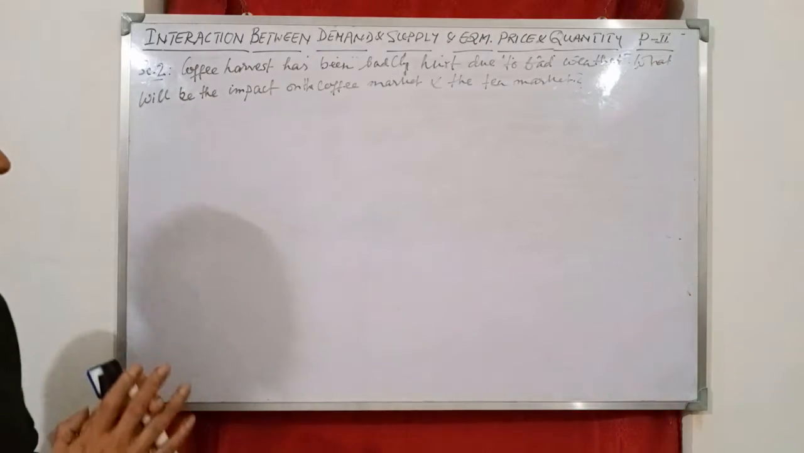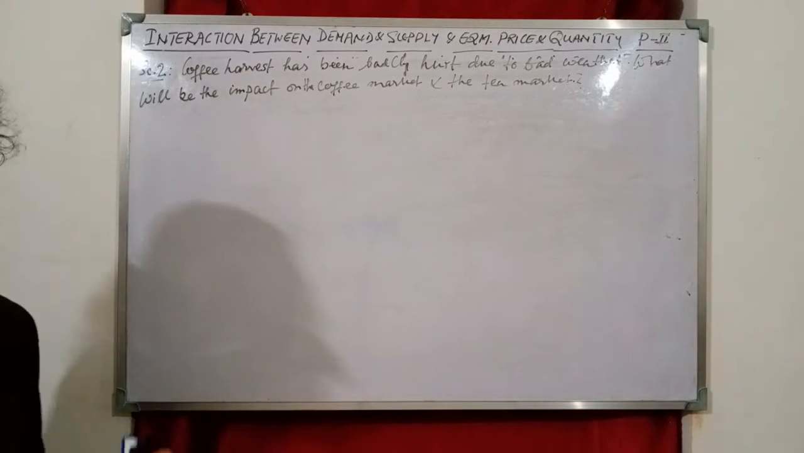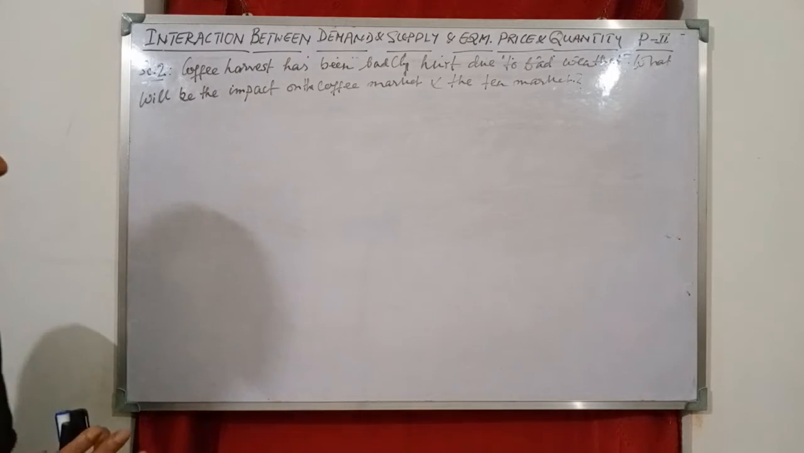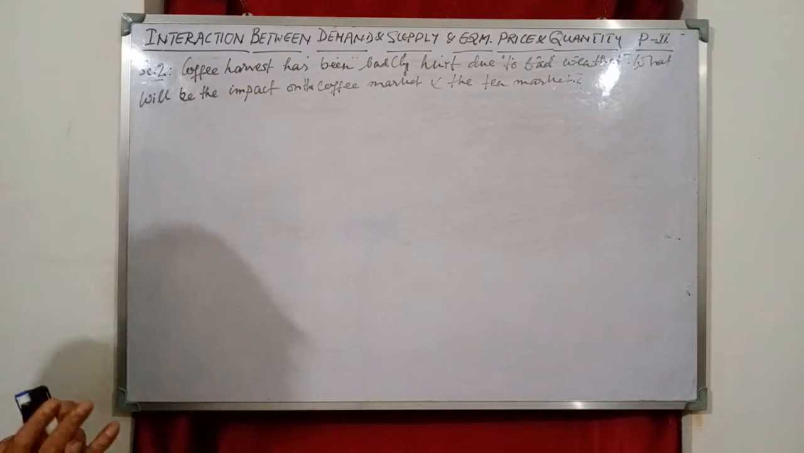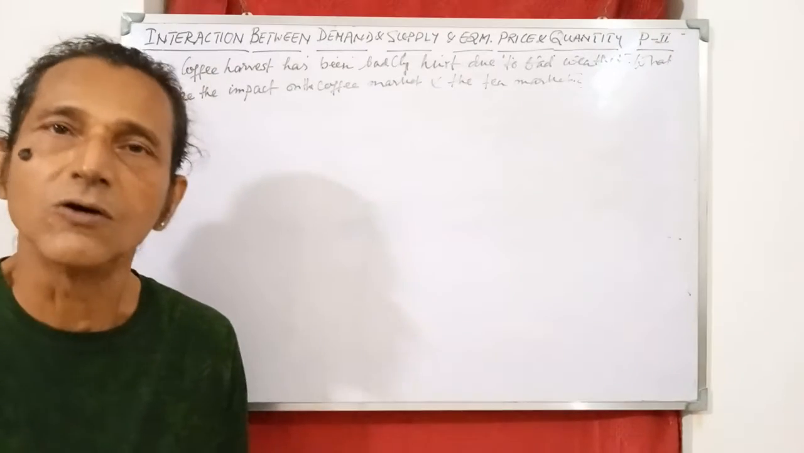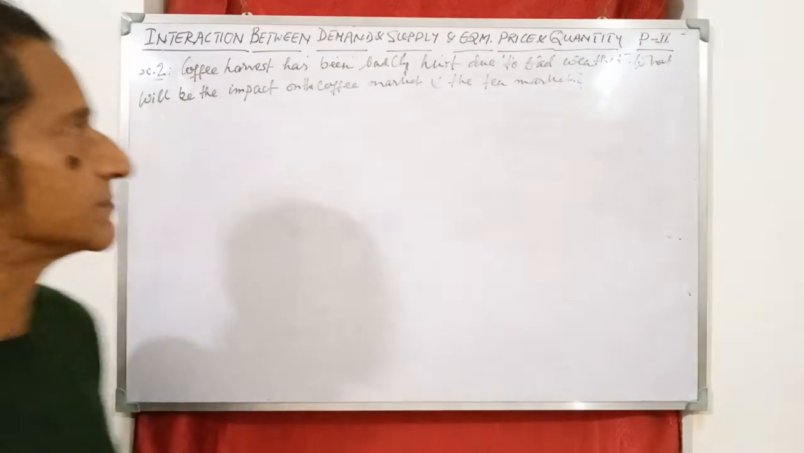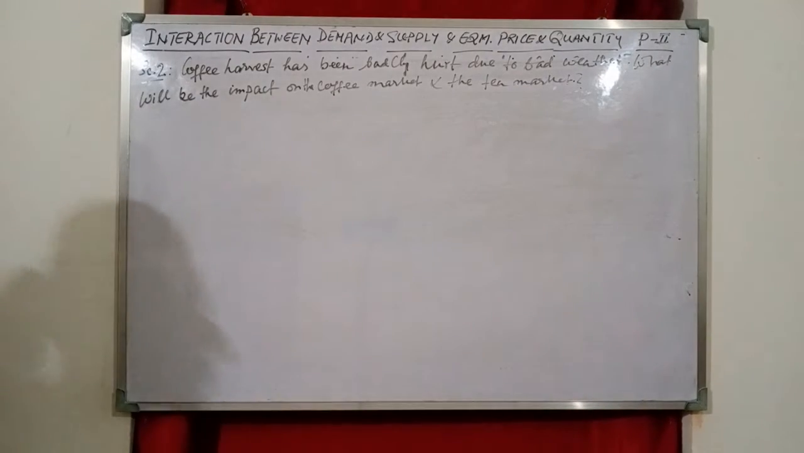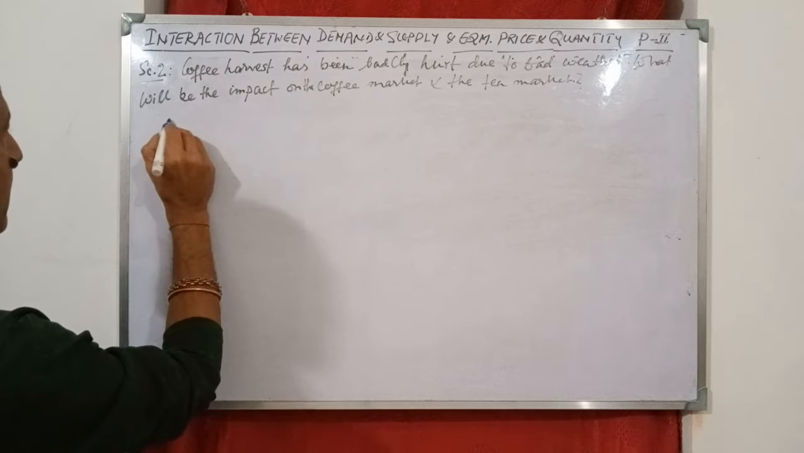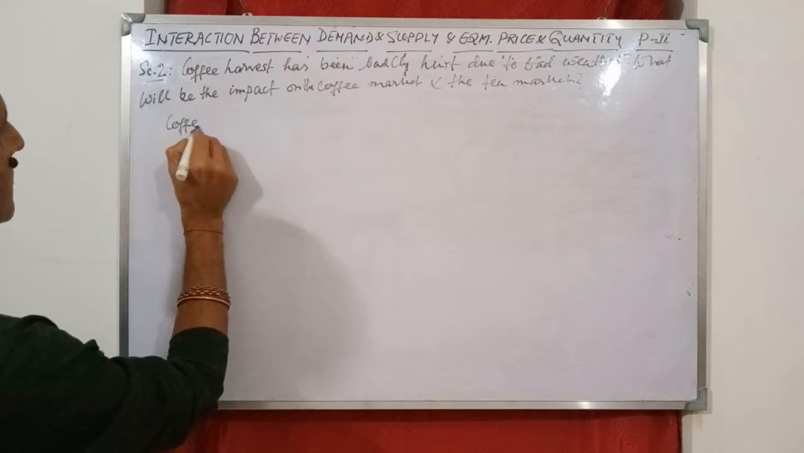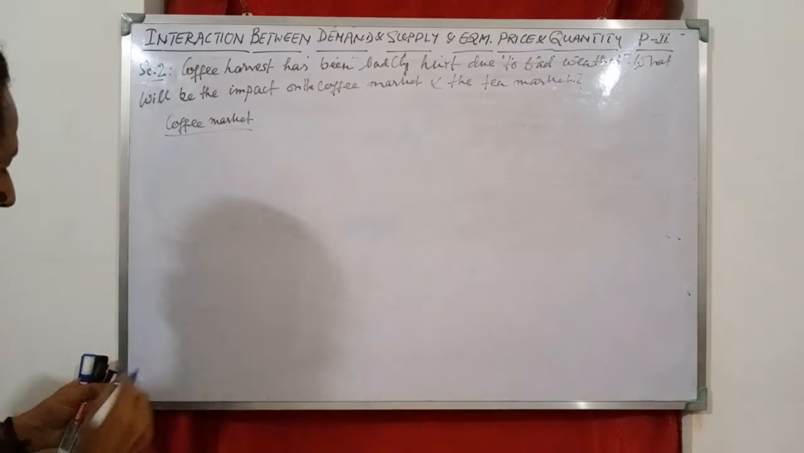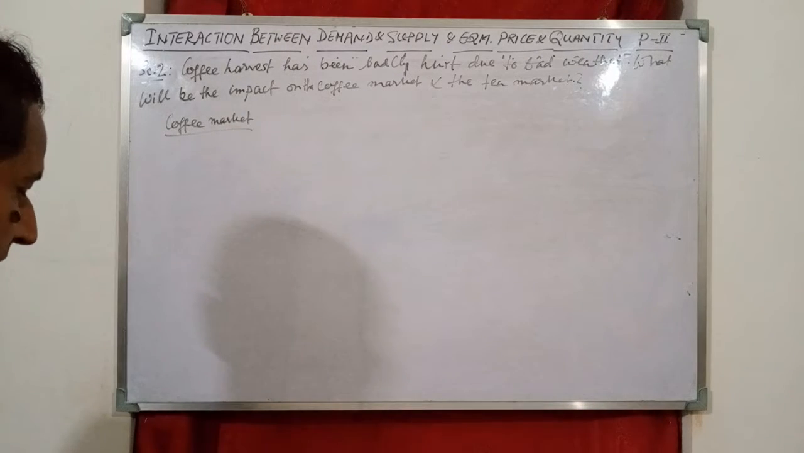That means, as a result of fall in coffee production, supply of coffee will come down, and the demand side of the market will not be affected at all. Only the supply side is being affected. And what about tea market? I am coming later on. First, consider coffee market. Again, start with the assumption that the market is in equilibrium.